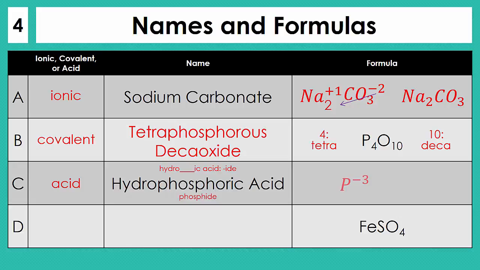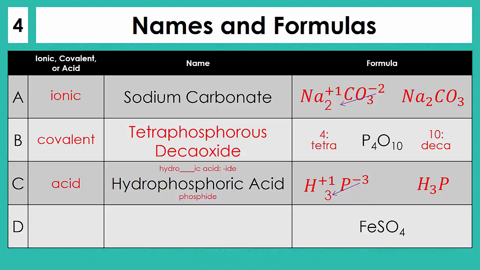Phosphorus is P, and it gains 3 electrons to get to an octet, so its charge is -3. I need to put a hydrogen in front because this is an acid, and the charge on hydrogen is always +1. So in order to make these charges neutral, just like with our ionic compound, I'm going to need 3 hydrogens. So that will give me +3, which will balance out the -3 from the phosphide.